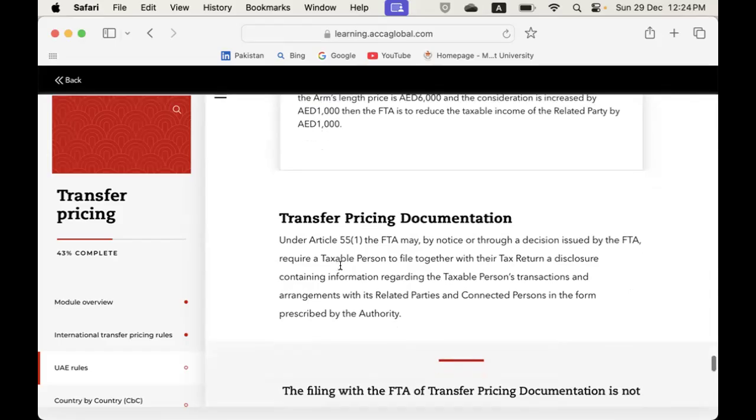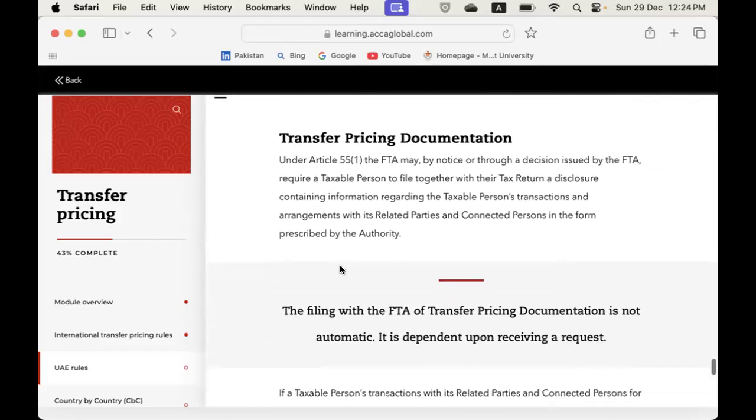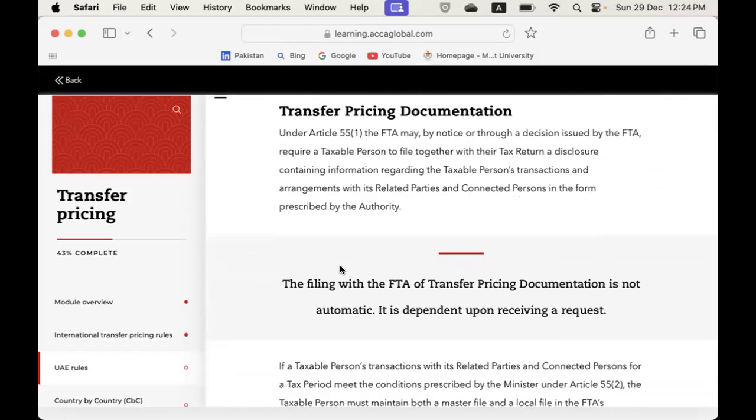So these two articles must be complied with in order for a company to be compliant with the transfer pricing rules. Under the transfer pricing documentation, we read some examples of transfer pricing documentation. Can you guys recall what we read? We read about master file. We read about local file. We read about one more thing. What was that? Country by country reporting.